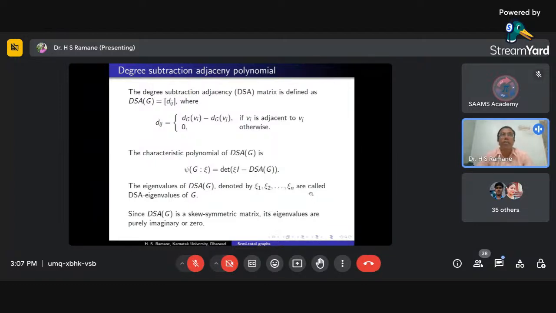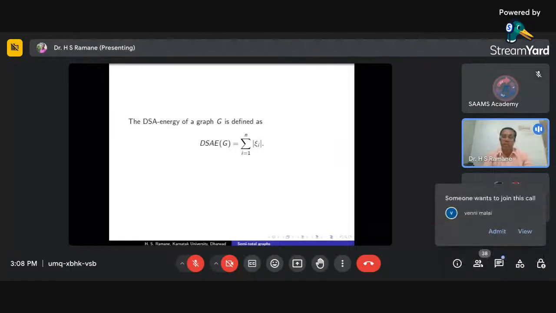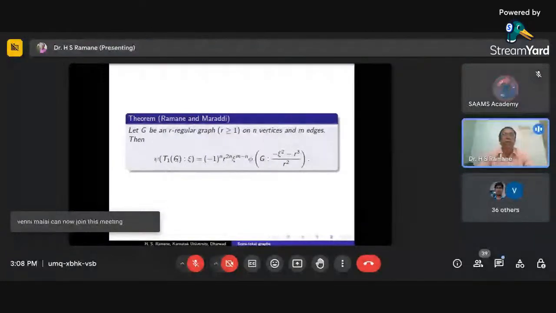And as defined for the ordinary graph energy, here also in the same way, the sum of the absolute values of these eigenvalues is called the degree subtraction adjacency energy. Now, since here the entry is the degree of Vi minus the degree of Vj, it is a square skew-symmetric matrix, so its eigenvalues are either 0 or purely imaginary. As I told, the degree subtraction adjacency energy is defined in this form, similar to the ordinary energy, the sum of the absolute values of the eigenvalues. Then this is how we obtain it for the semi-total line graph.